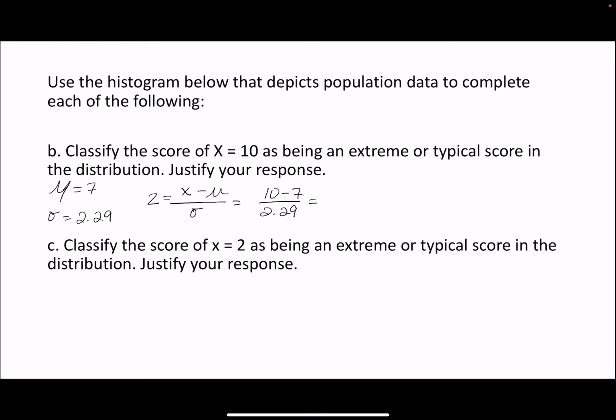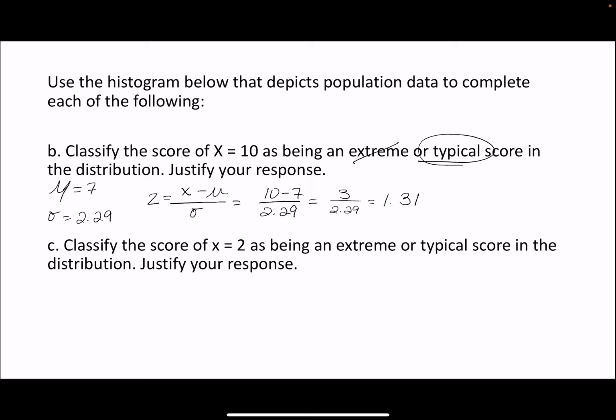And the closer your z-score is to 2, the more extreme it is. The closer it is to 0, the less extreme it is. So if we do this, 10 minus 7 is going to give us 3 divided by 2.29. I've got to actually do it right in my calculator. We get 1.31, which I know is greater than 1 standard deviation, but it's still within reason. It would not be considered an extreme. It would be more of a typical score.